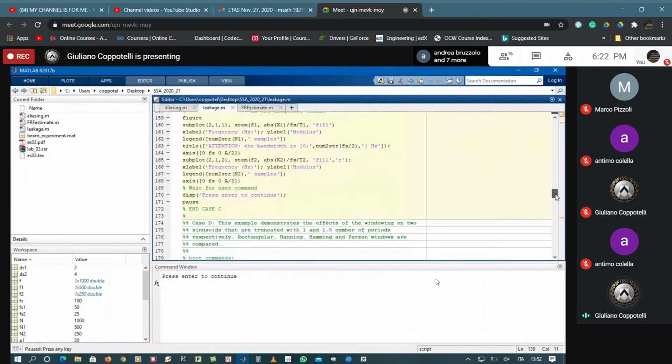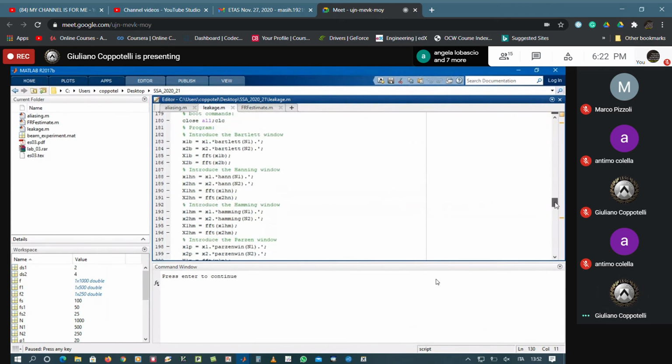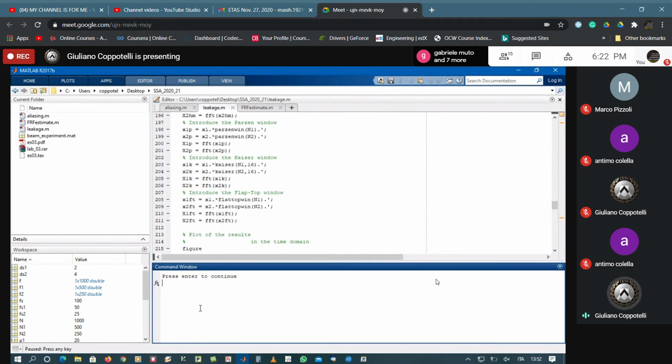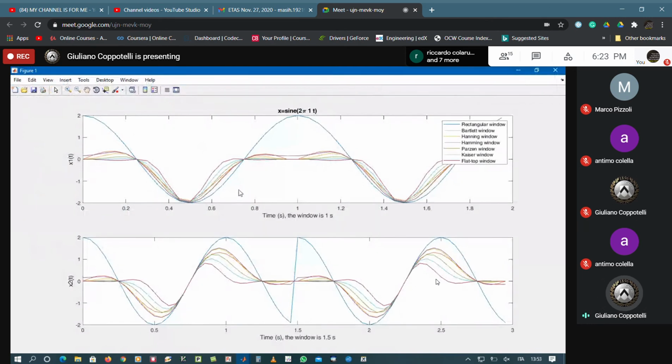Now, let me introduce the windowing function. We already discussed the windowing functions: the Bartlett, the Hanning, the Hamming, the Parzen, Kaiser-Bessel, flat-top window functions. All of these functions have already been discussed during our classes. Let me show them. Here is the representation of all these windowing functions. The blue one is the original sine wave with a frequency of 1 hertz. The other one is the same function but observed with a longer observation time, 1.5 periods this time. The other colored curves are the ones modified by introducing the windows that we consider, the Hanning, Parzen, Kaiser, and so on, that we can see together.